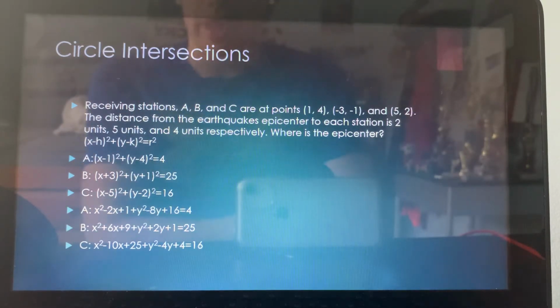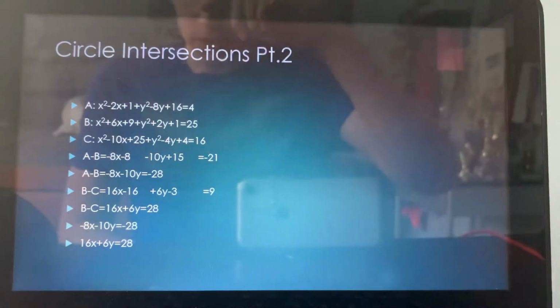If we multiply them out, (x - 1)² is x² - 2x + 1. And if we add that to (y - 4)², which is y² - 8y + 16, it equals 4, which stays the same. For the next one, it's x² + 6x + 9, and then y² + 2y + 1, so equals 25. Over here, we have x² - 10x + 25, and then y² - 4y + 4 equals 16. Those equations are up there again.